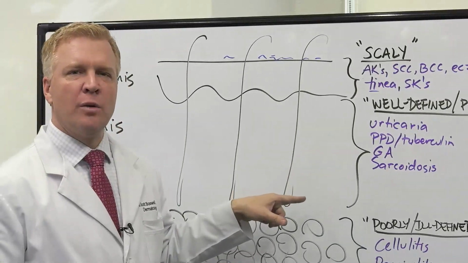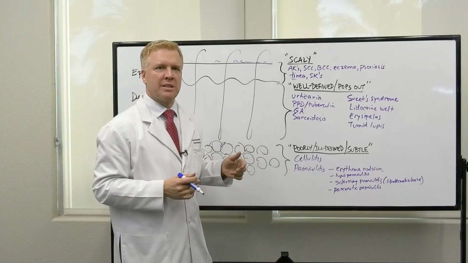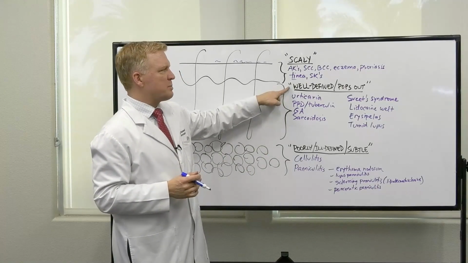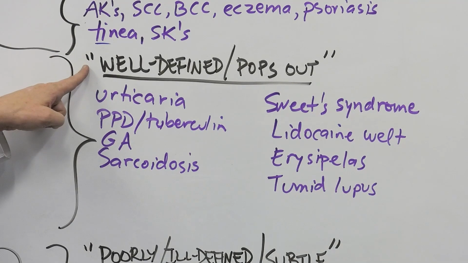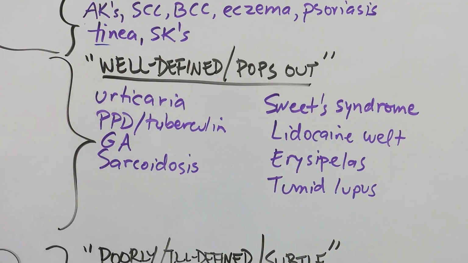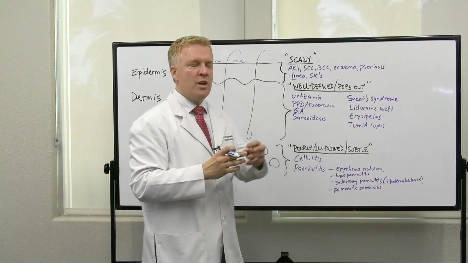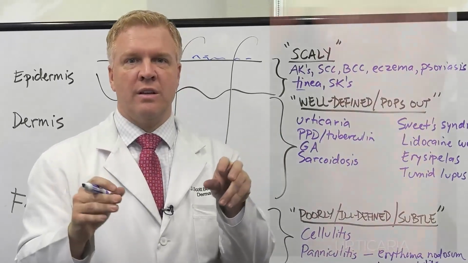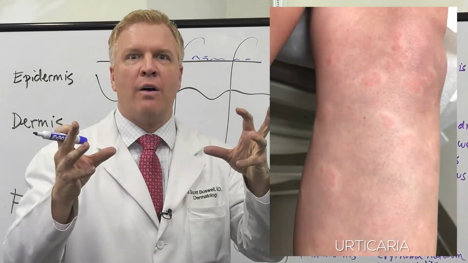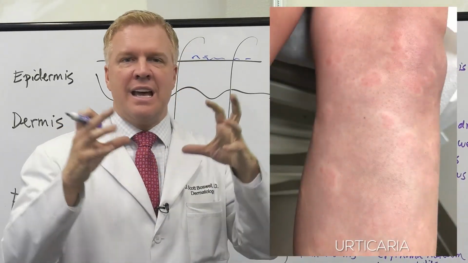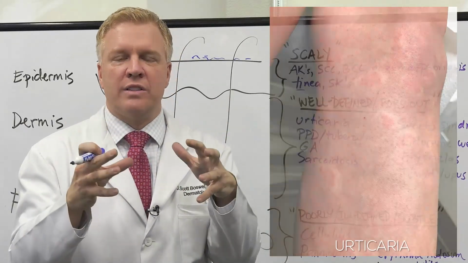What happens in the dermis? What are dermal diseases in dermatology? Dermal diseases, by definition, are well-defined. In other words, the process pops out at you with no scale. So if you think about hives or urticaria, you have these individual welts. Urticaria hives pop out, and they come and go over the days, and they're coming and going, and they're welts.